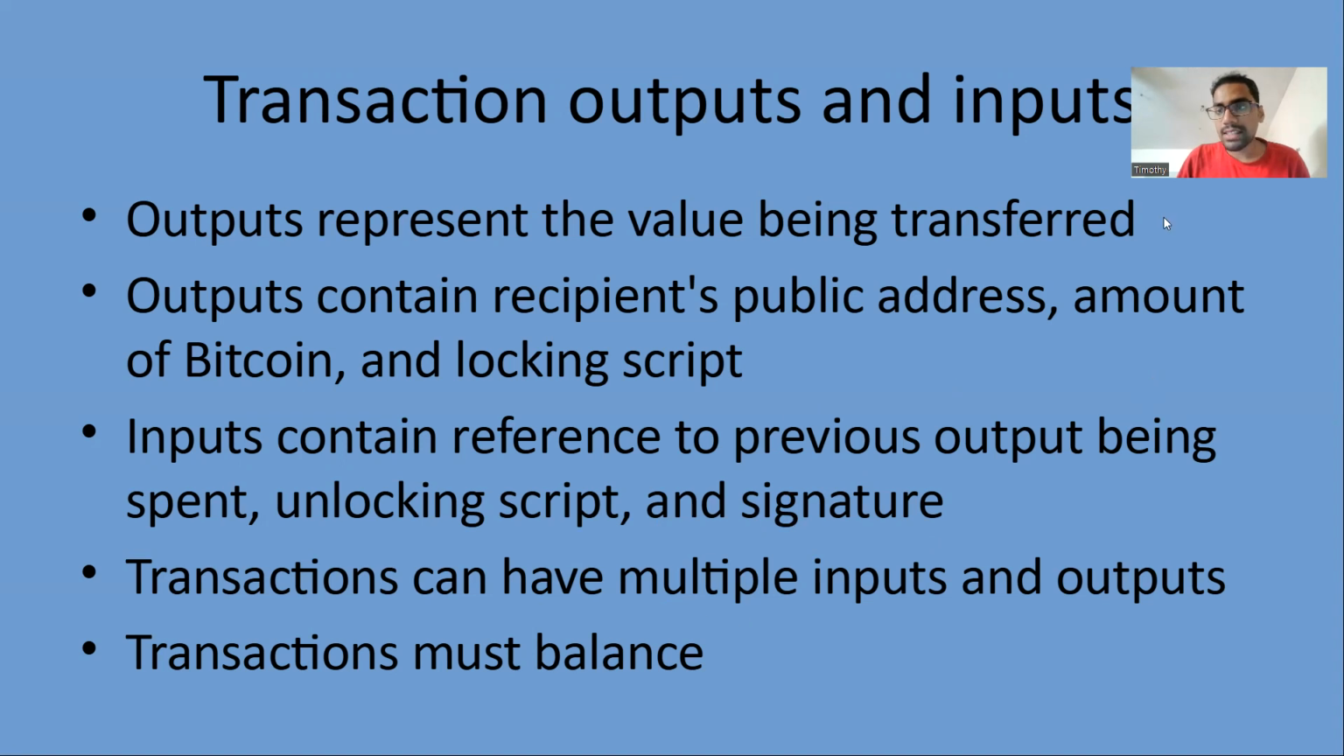And transactions must balance. That means, let's say Alice is paying Bob. Alice is paying 5 bitcoins to Bob, and 5 bitcoins come back to Alice. Alice should have had 10 bitcoins in the beginning. Then only this is possible.